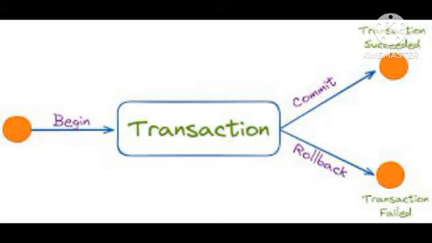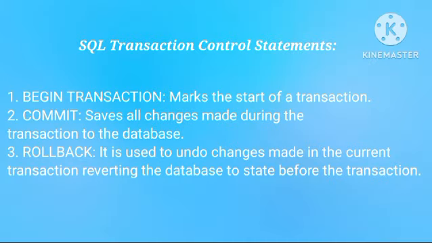Once all the operations within a transaction are executed successfully, we can commit the transaction to make the changes permanent. Committing a transaction means that all the changes made during the transaction are now saved in the database. If something goes wrong during the transaction, we can use the ROLLBACK statement to undo all changes made so far. This brings the database back to the state before the transaction began.